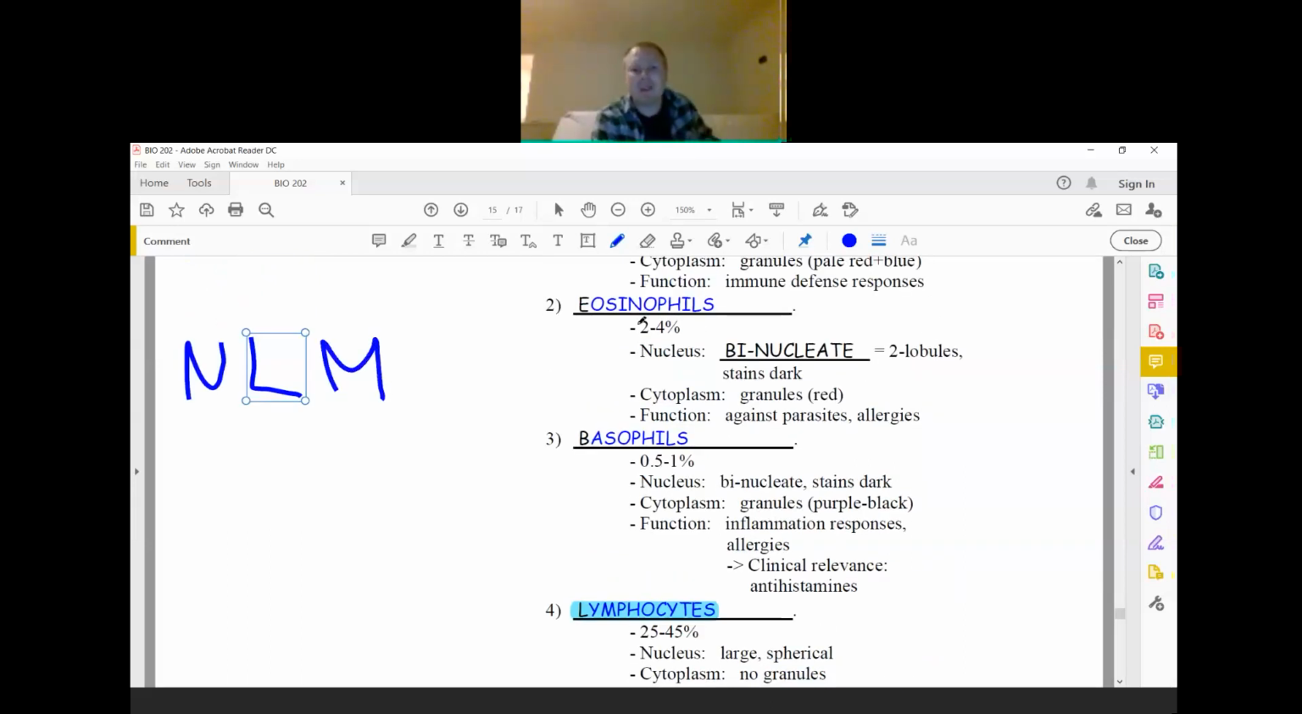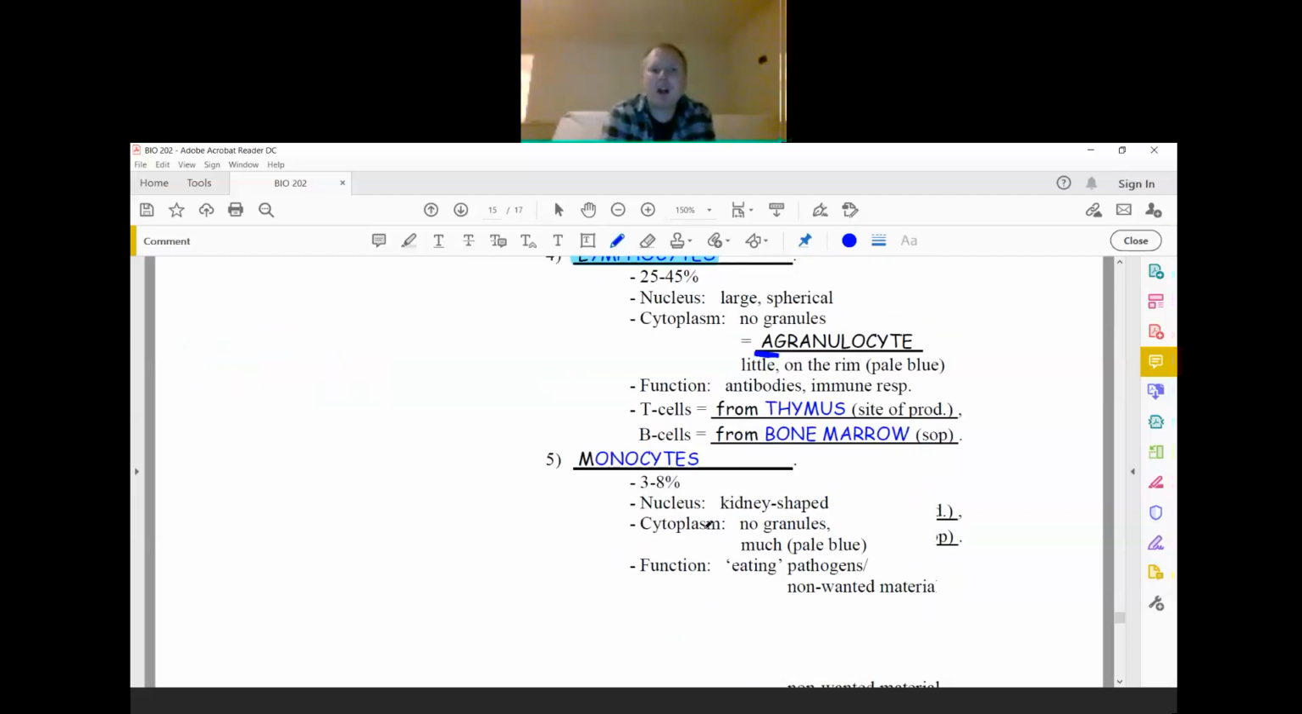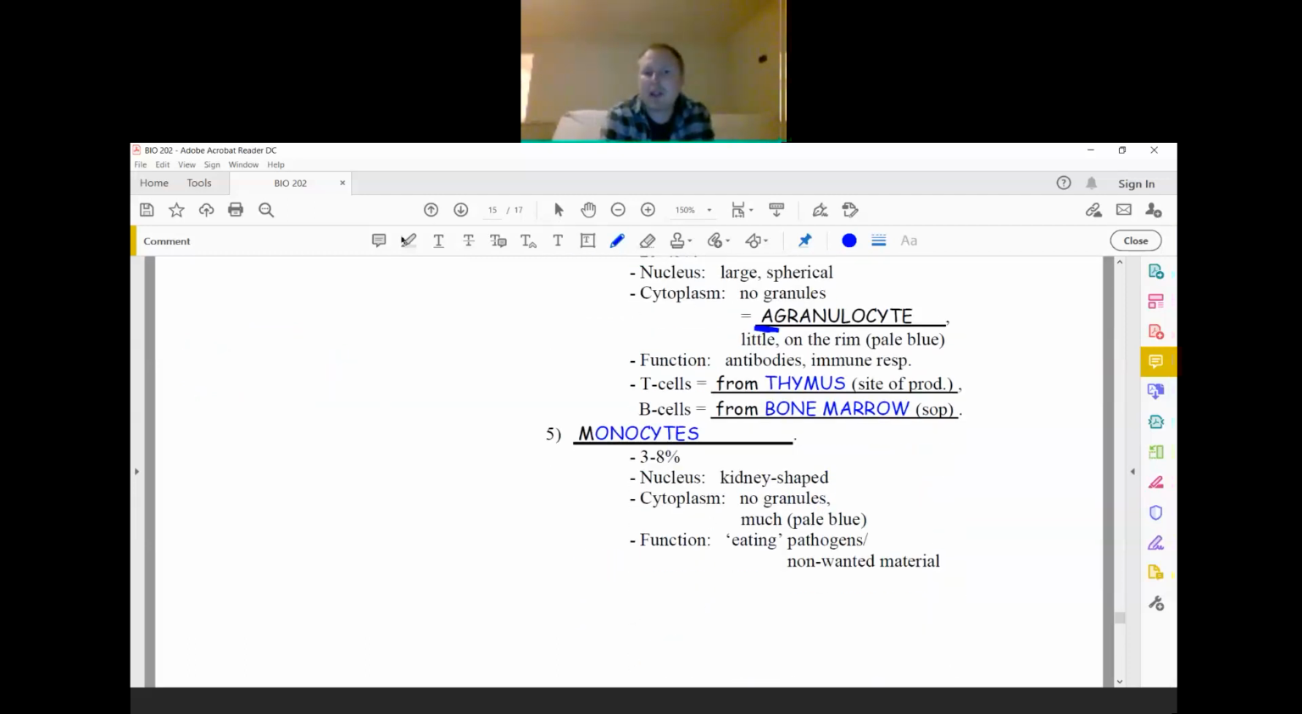The third most common of the white blood cell types is going to be our monocytes. That's only about 3 to 8% of all the white blood cells. Their nucleus is a little bit more kidney shaped, and again there's no granules, so agranulocyte in the cytoplasm.